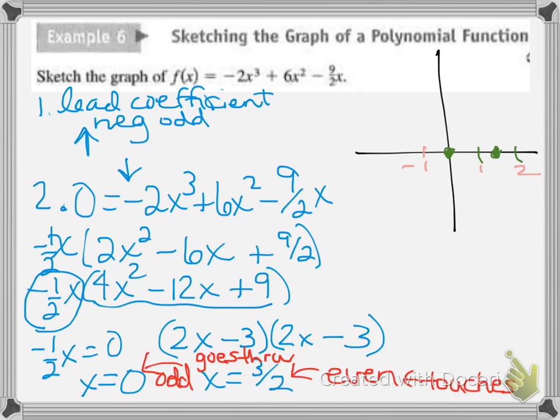Okay. So, are you plugging it into your calculator for y equals? Okay, so y equals negative 2x to the third plus 6x squared minus 9/2 x. Plug it into your y equals and then go to the table. So when x is negative 1, what's our y value? Anybody? Did you plug it in?